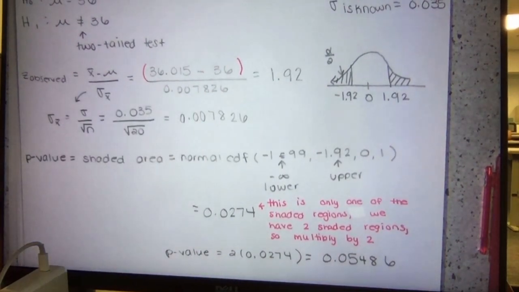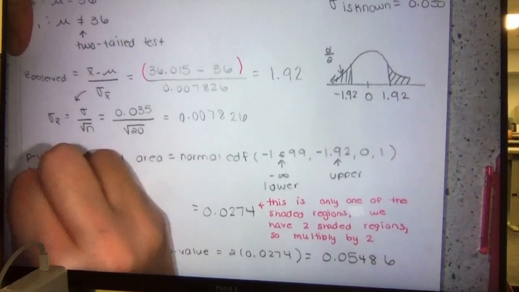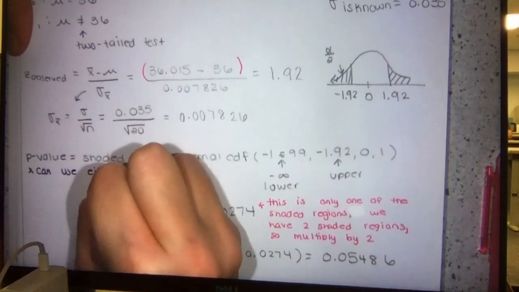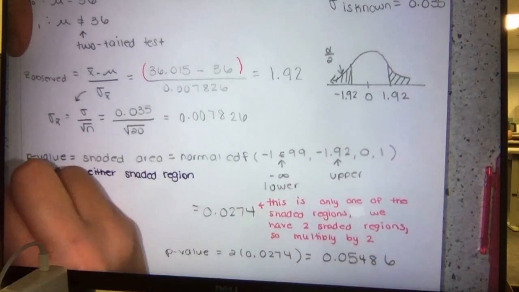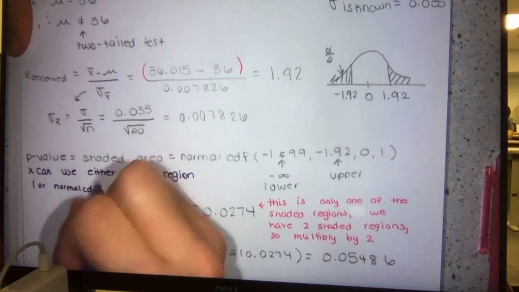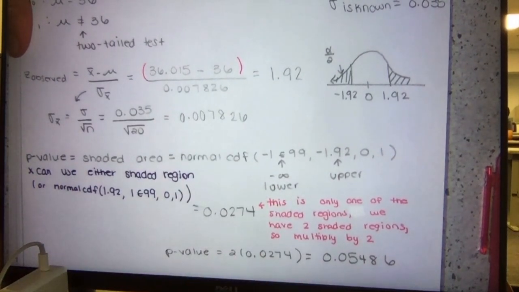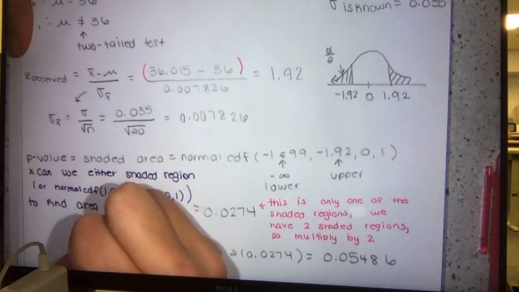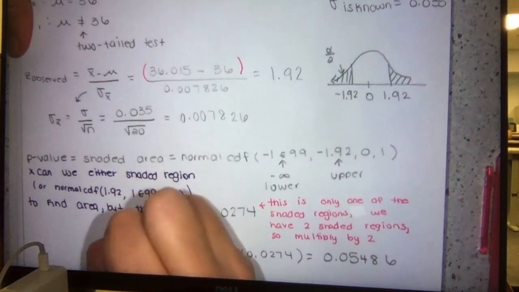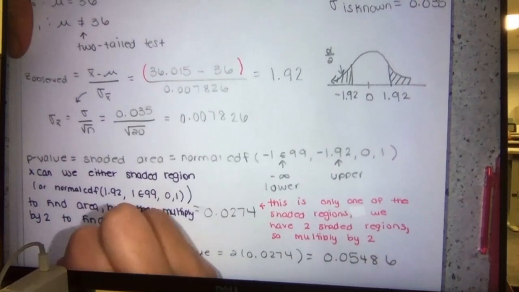I want to write one more little note. Let me get a different color. So I said we found this one. You can also find this one. So either way, we can use either the shaded region or normal CDF from 1.92 to positive infinity to find the area. But then we have to multiply by 2 to find the entire shaded area.